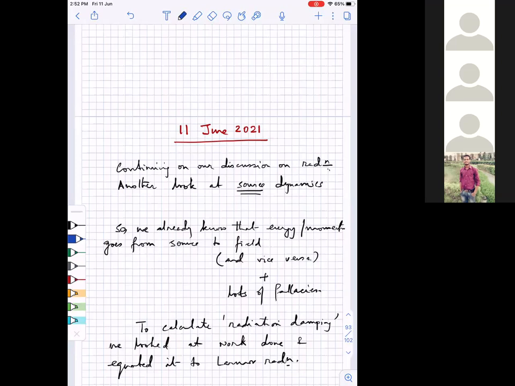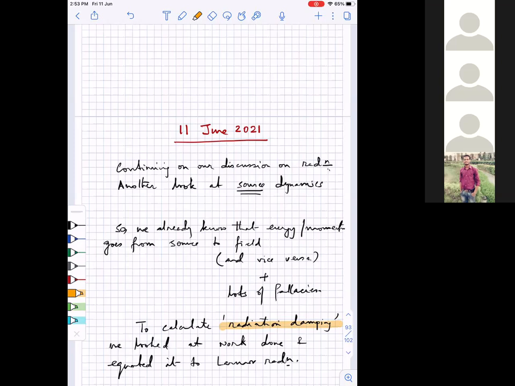Remember? So that was, so I'll try to do it like this. So that was radiation damping. And we looked at radiation damping by looking at the work that was done and equating it with the Larmor radiation. So if you remember how we did radiation damping, we calculated the work that was done and equated with the Larmor radiation, and that gave us some idea of the radiation damping.